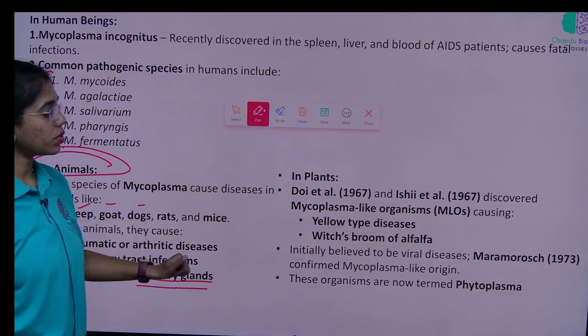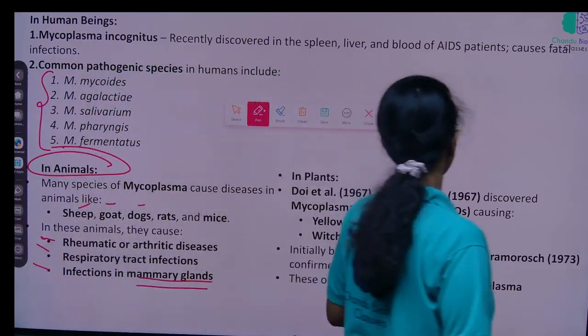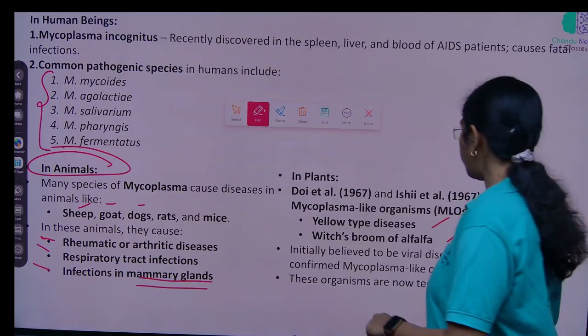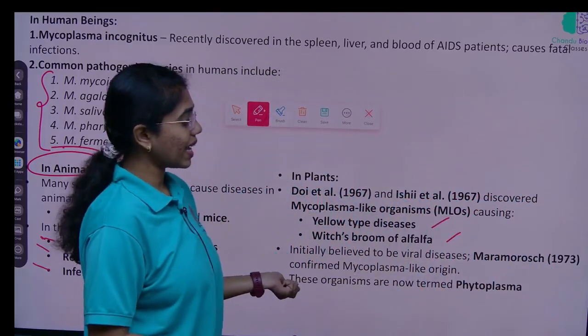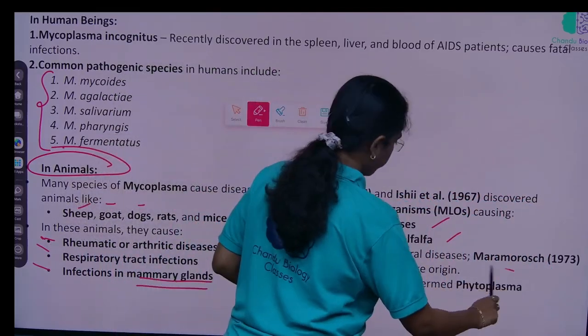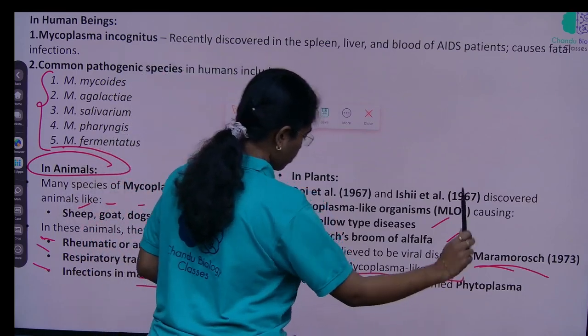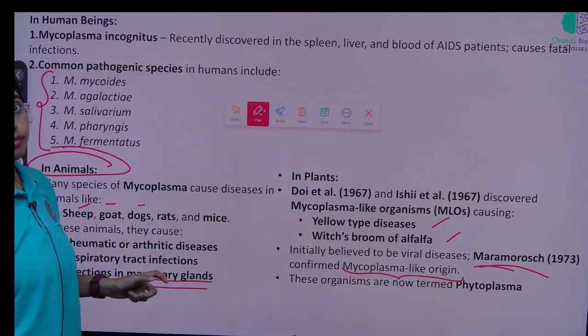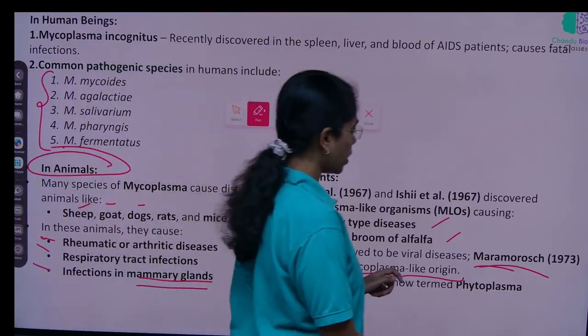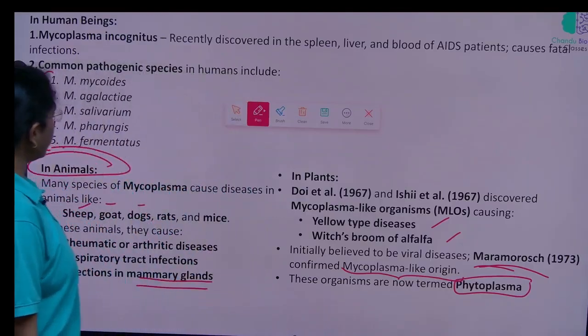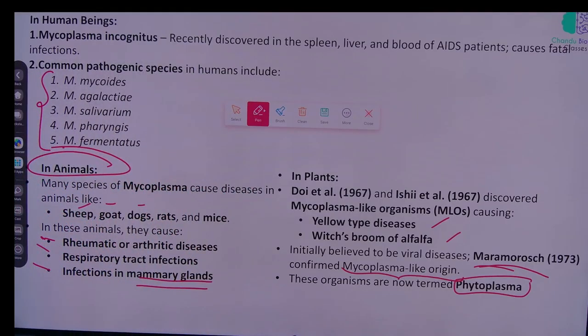Okay. In plants, if you observe, Doi et al. and Ishii et al. have discovered Mycoplasma-like organisms which cause witch's broom disease and yellow type diseases. Fine, right? Initially believed to be viral diseases, they were confirmed to be of Mycoplasma-like origin. Fine, right? These organisms are now termed phytoplasma. Okay, they are now addressed as phytoplasma. Clear, right? Clear till here? Any doubt anywhere in both plants and animals?